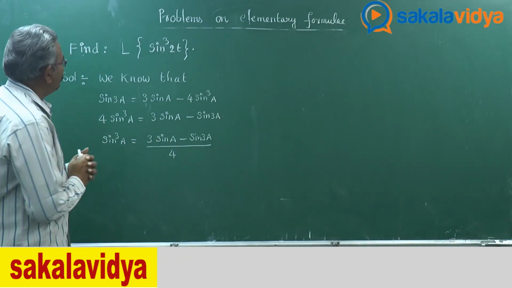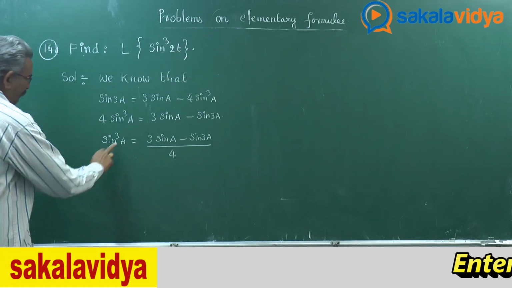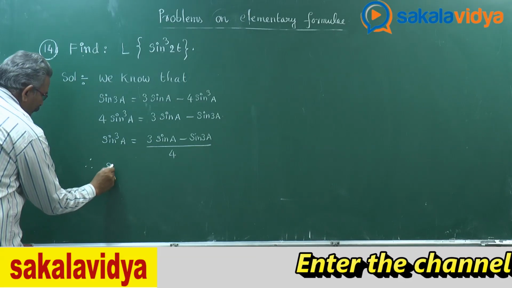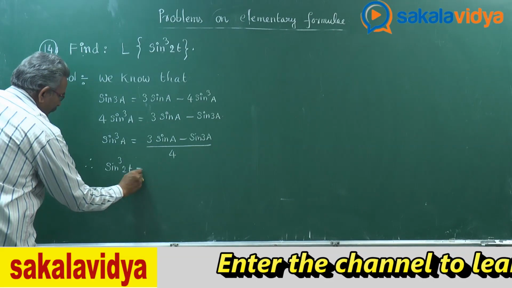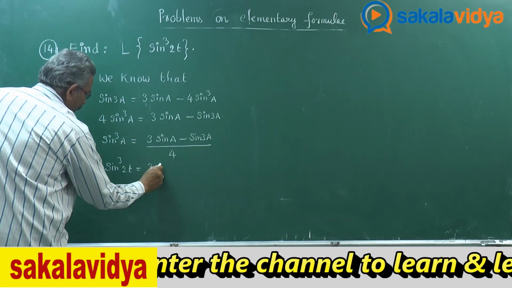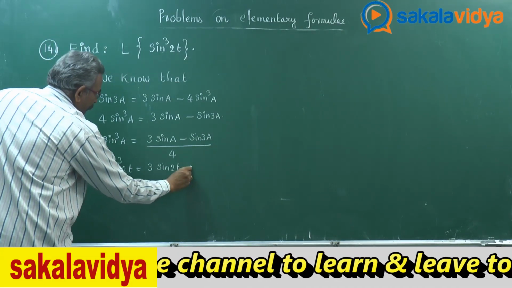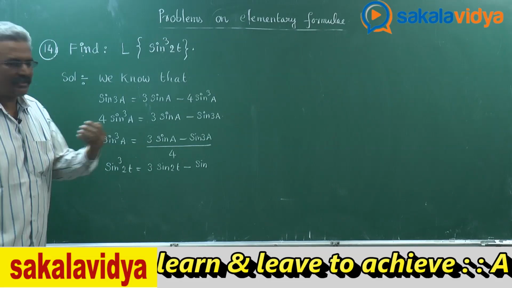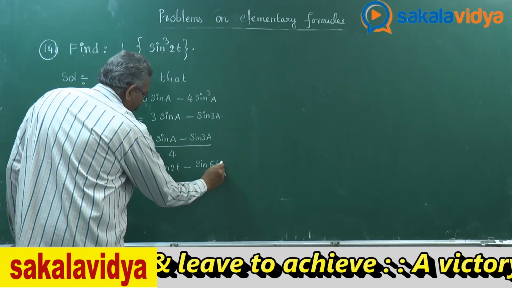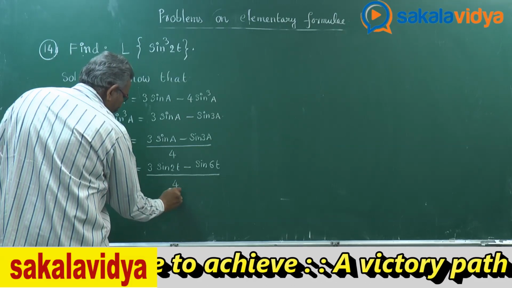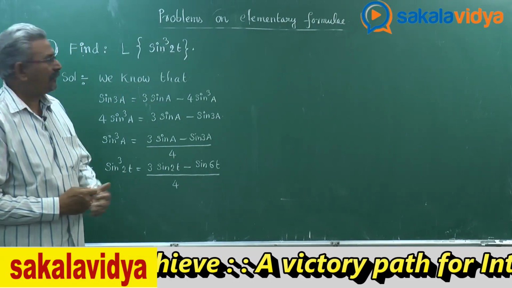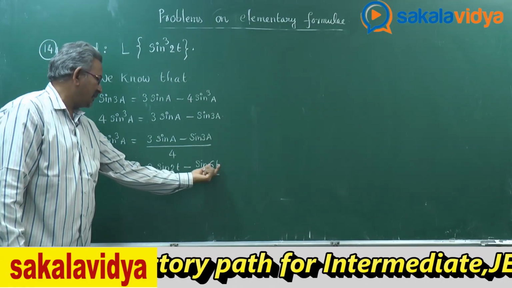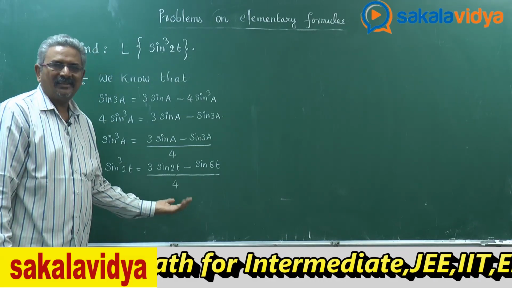So now let us write the value of sin cube 2t. That means a is replaced by 2t. So therefore sin cube 2t equals 3 times sin 2t minus sin of 3 times 2t, whose value is 6t, divided by 4. So in order to find L of sin cube 2t, it is enough to find L of 3 sin 2t minus sin 6t by 4 only. So let us solve it now.